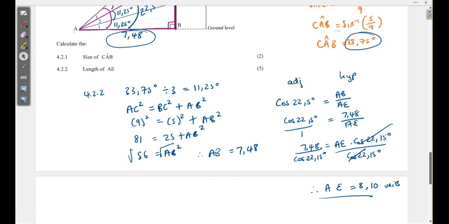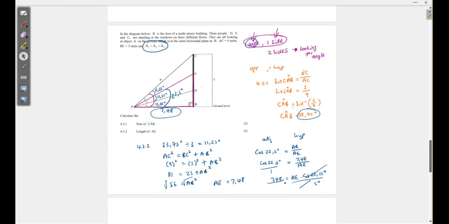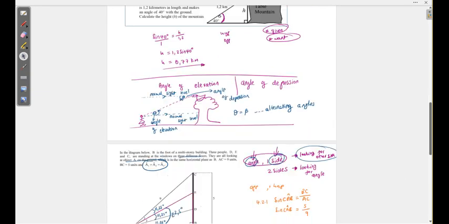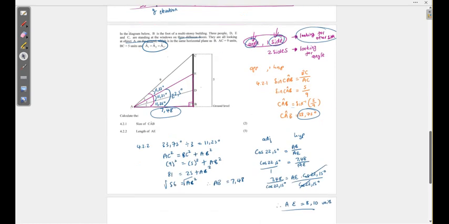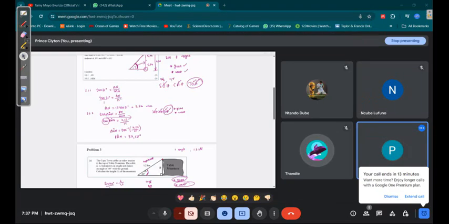All right. Is it clear? Any question from there? All right. So if there are no questions, good people, that is how we solve that.